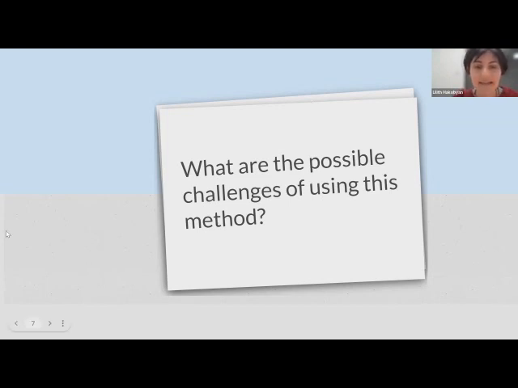Thanks, Jada. So another question, let's think about it: are there challenges in using this method? And if so, what can those challenges be? Can you think of any possible challenge?